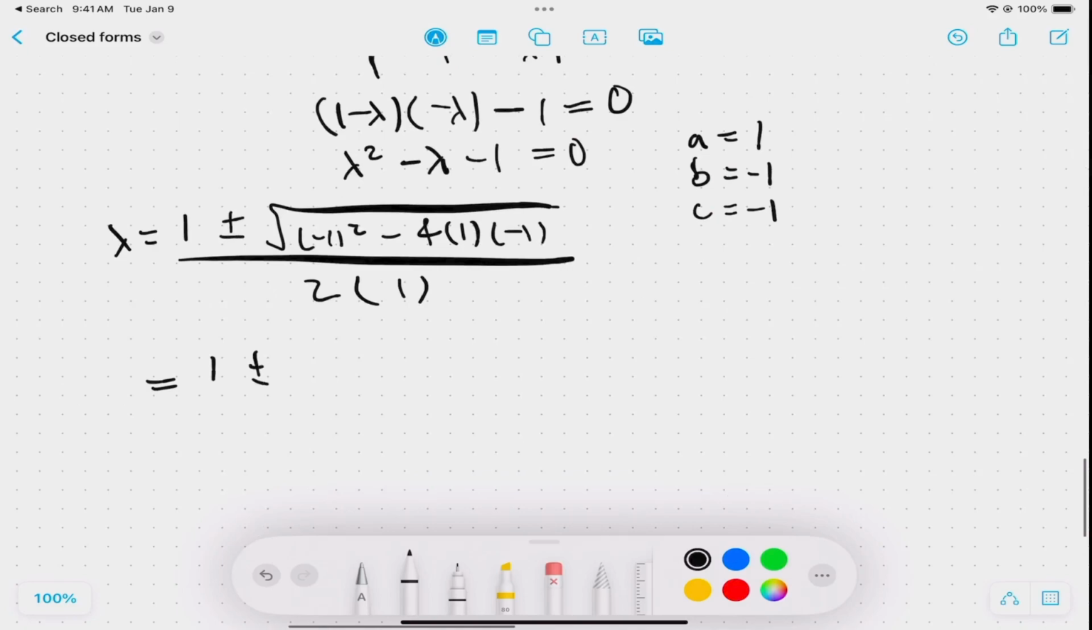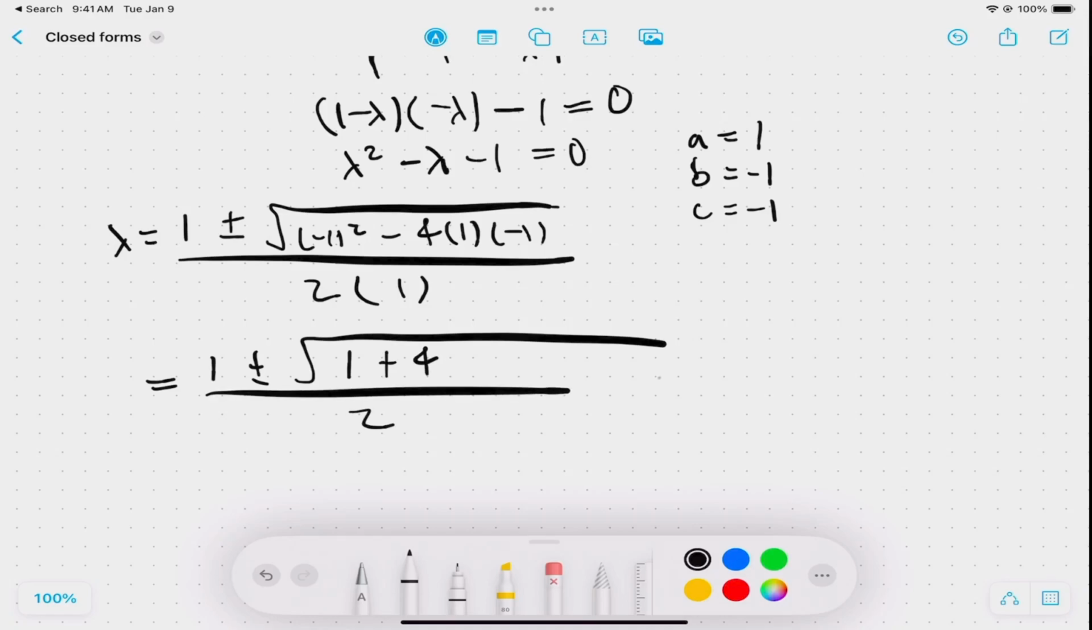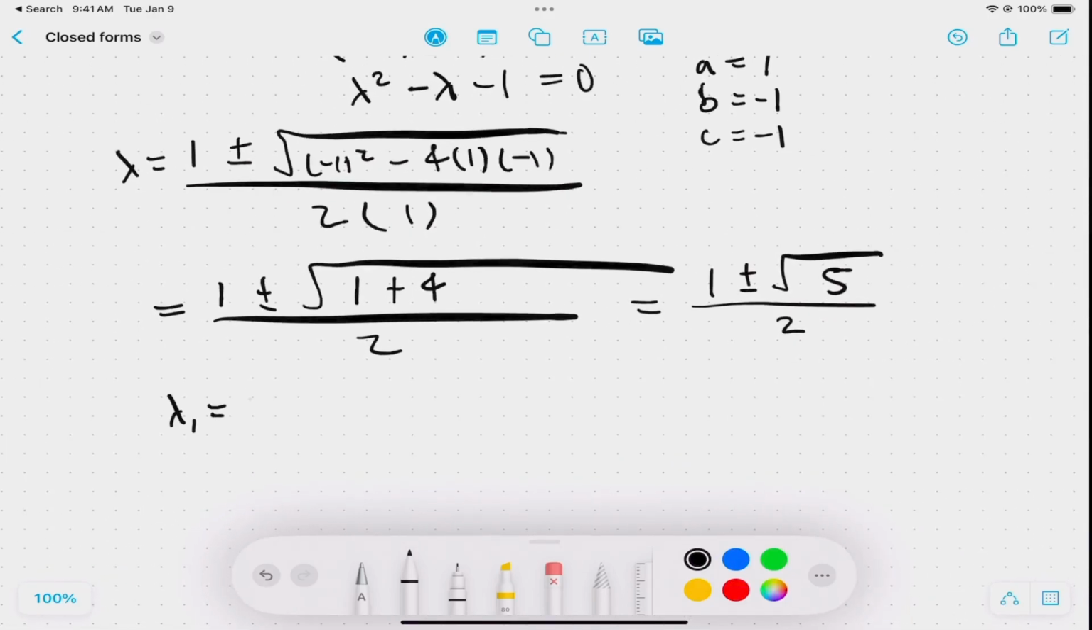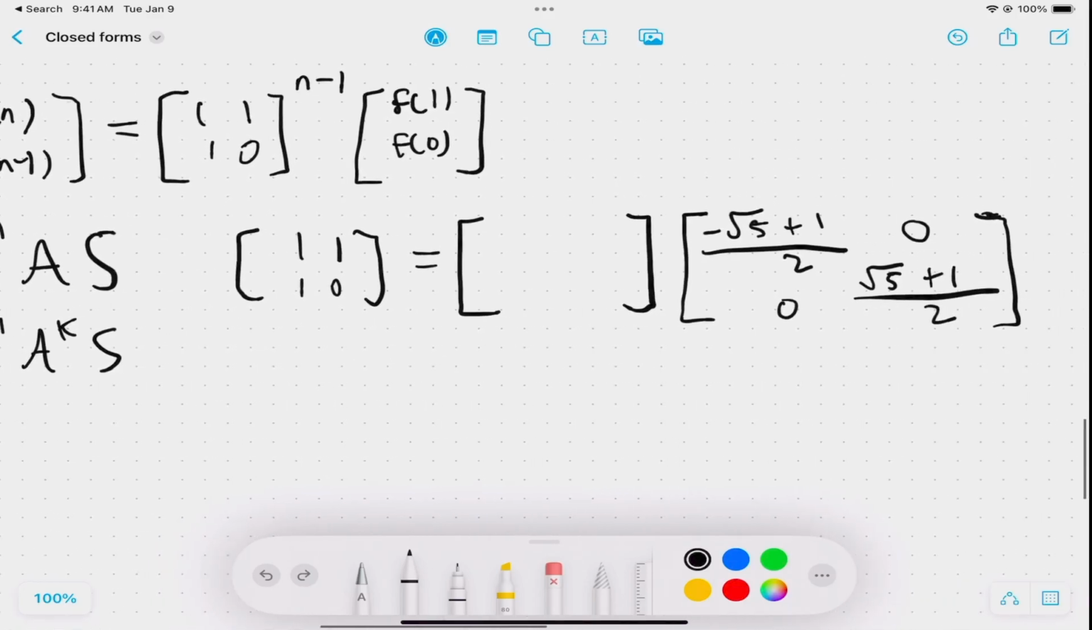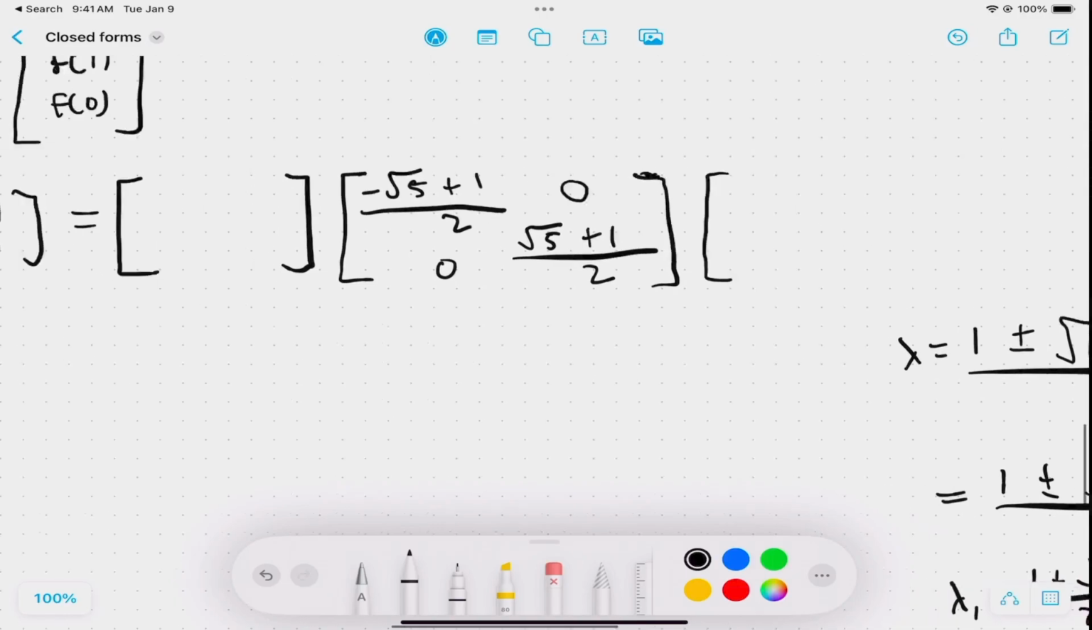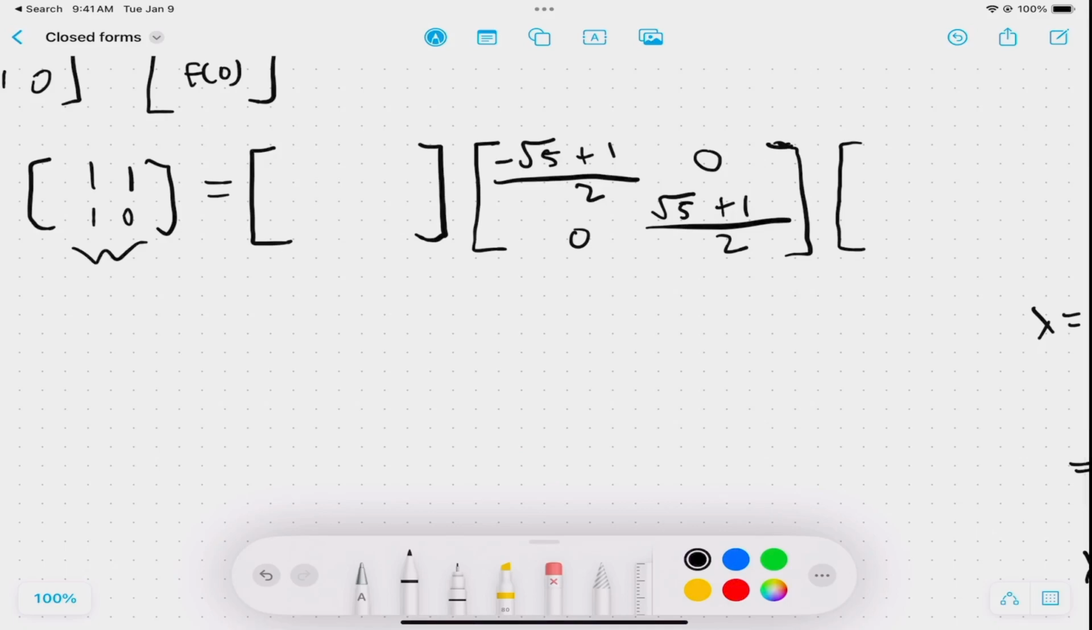And let's simplify what's inside the radical. So we have negative 1 squared, which is just 1. And then negative 4 times 1 is negative 4, times negative 1 is plus 4, divided by 2. And this becomes 1 plus or minus the square root of 5 over 2. So these are the two eigenvalues. Then we would find the eigenvectors and the inverse of that matrix. But since it's just a 2 by 2, I'm just going to use a calculator.